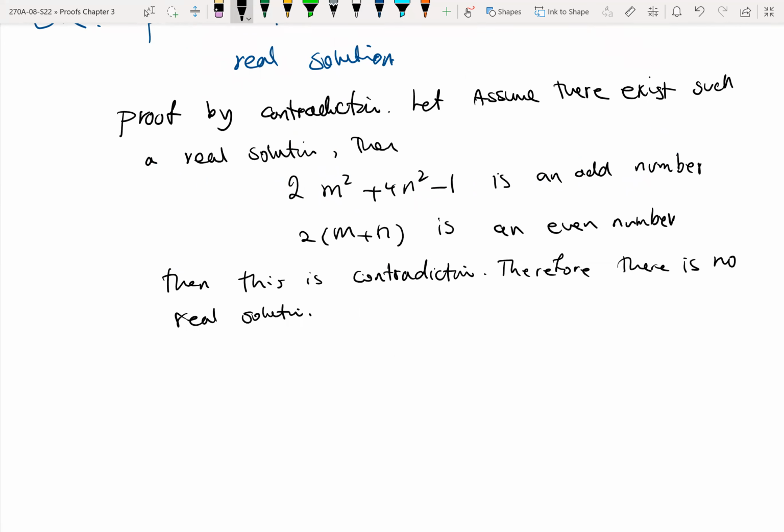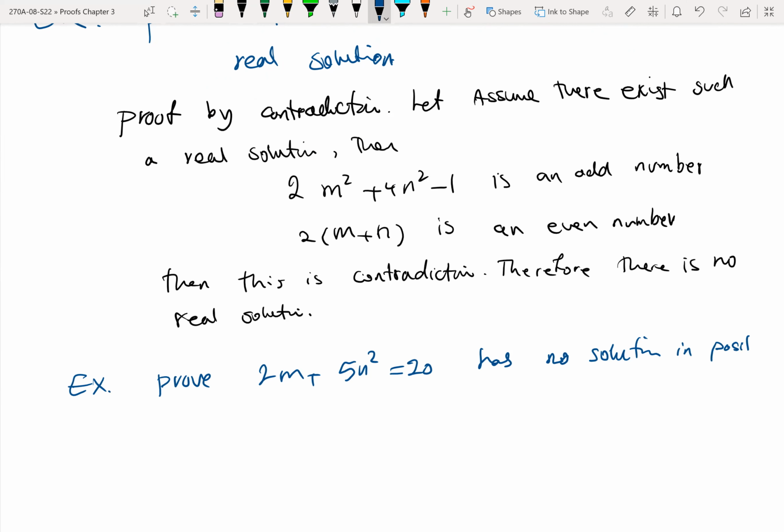So I have that kind of problem for you. This is another example. It says prove 2m plus 5n squared equals 20 also has no solution. No solution in positive integers, sorry.